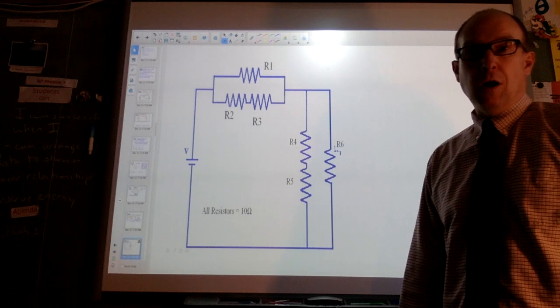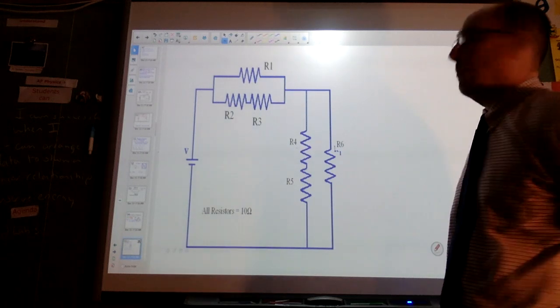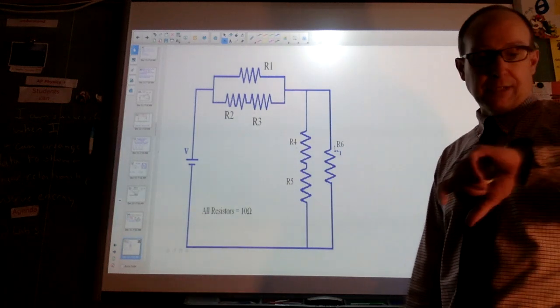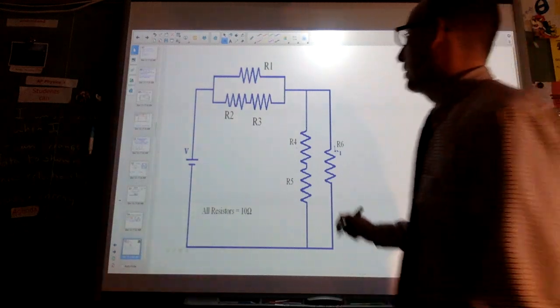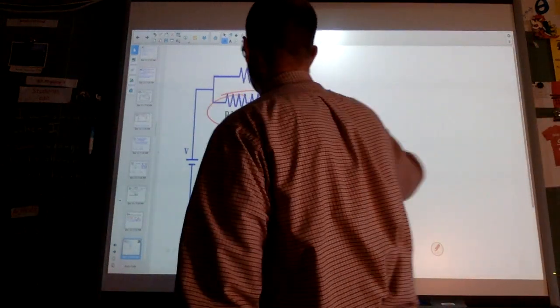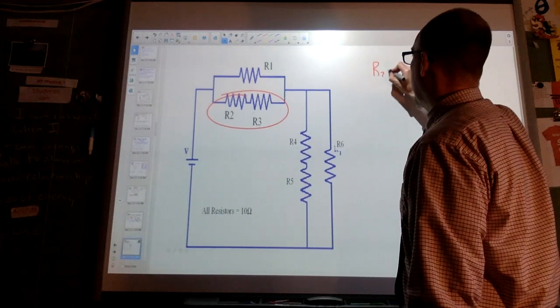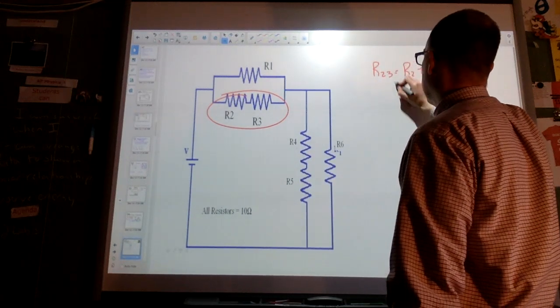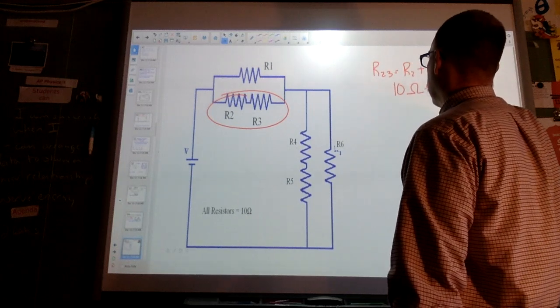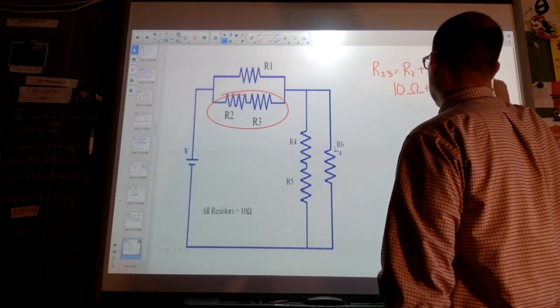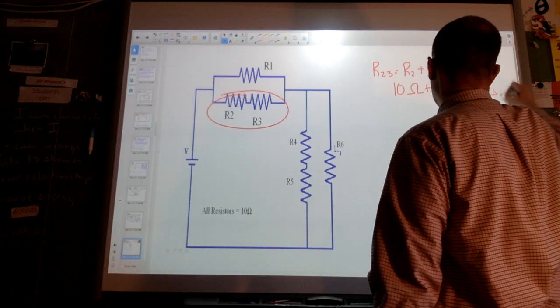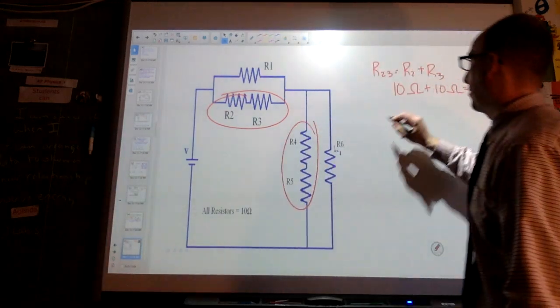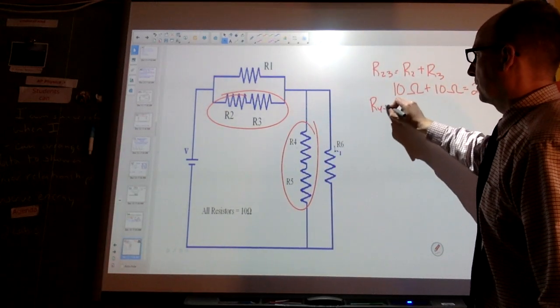All right, so all of these are 10 ohms. I want to get the resistor that would replace all of them. So I'm going to combine these two together as R2,3. And I'm going to combine those two together as R4,5.